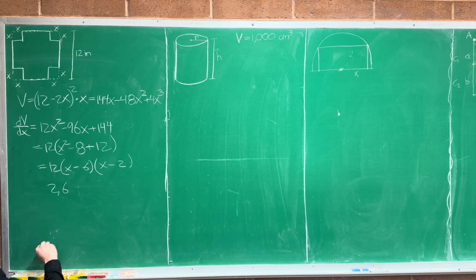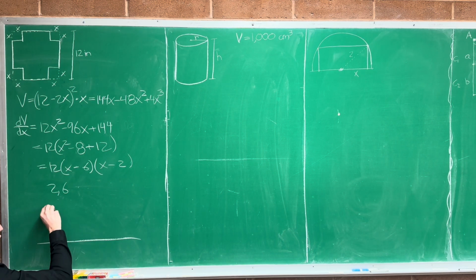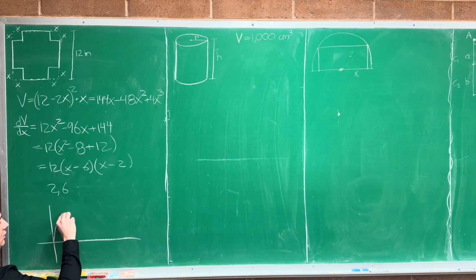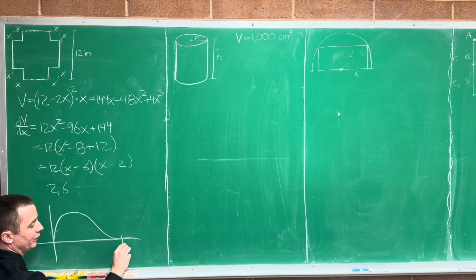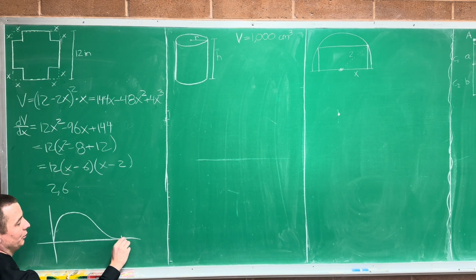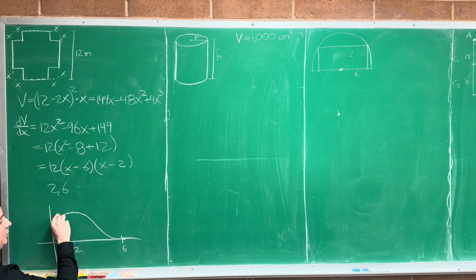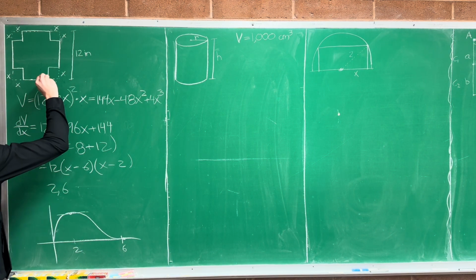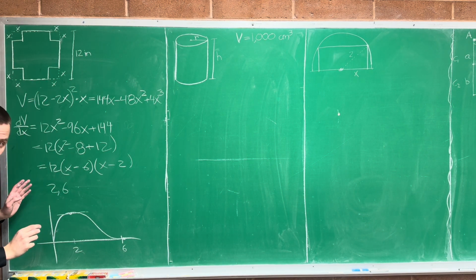So if we were to graph out the function of the sink, it would actually look more like this. Over here at 6, it had a slope of 0, and over here at 2, it had a slope of 0. And so what is our local max? 2. At 2. So that's telling us cut out 2 inches, and that maximizes your volume.